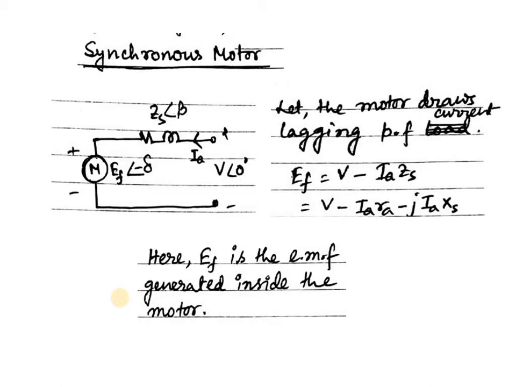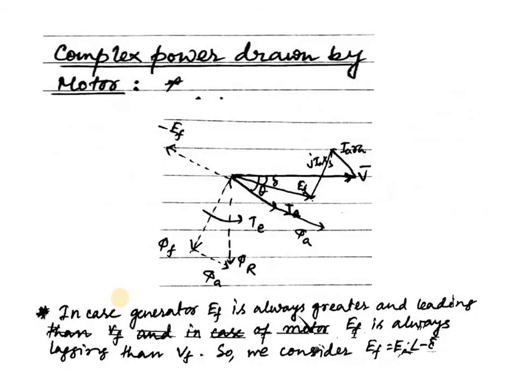Phi is the phase angle between V and I. This is the torque angle, and this is the synchronous impedance per phase of the armature. Now let the motor draw a lagging power factor current. Using the KVL equation, EF equals V minus IA ZS. For ZS, we put RA plus jXS, so EF equals V minus IA RA minus jIA XS. Here EF is the EMF generated inside the motor.